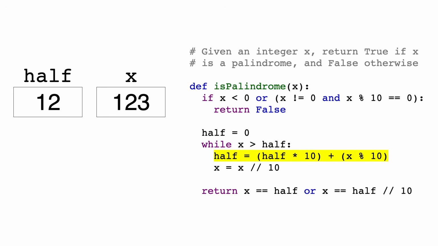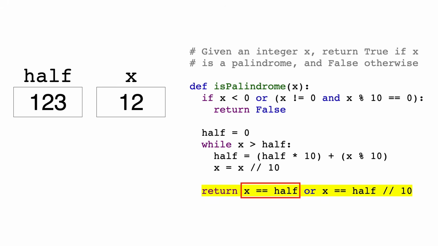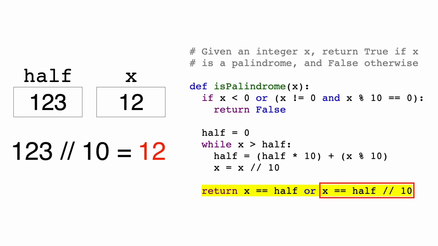We'll multiply half by 10, and now x mod 10 equals 3, so half equals 123. x is then updated to be 12. Now x is less than half, so we exit and evaluate the return statement. 123 is not equal to 12, so this part is false, so let's evaluate the next statement. Here, we recognize that half may have one extra digit at the end, so we'll floor divide half by 10 and then compare the two. Now 123 becomes 12, and we can see that they are equal to each other. Therefore, the number was a palindrome, and the function returns true.